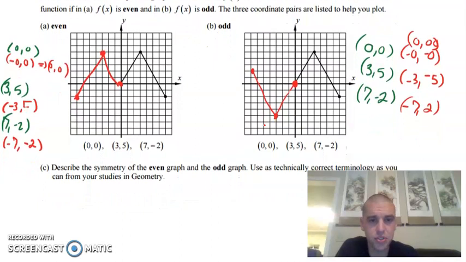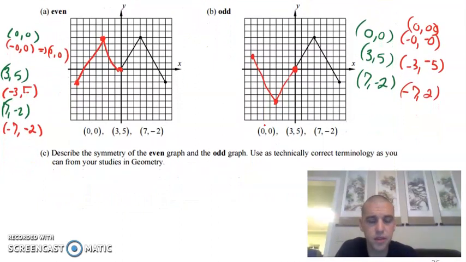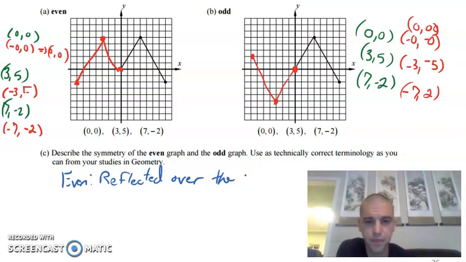So what symmetry happened here? What happened in the even? How was that, what symmetry was used? How was that even maybe reflected? And so for even, it's reflected over the what? Y-axis. And odd may be a little more difficult to see. Once I say it, you should be able to see it a little bit here. Everything's reflected over the y-axis.